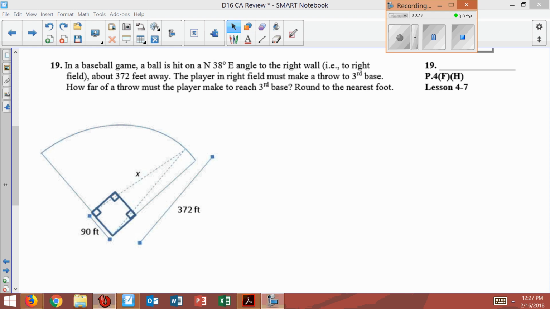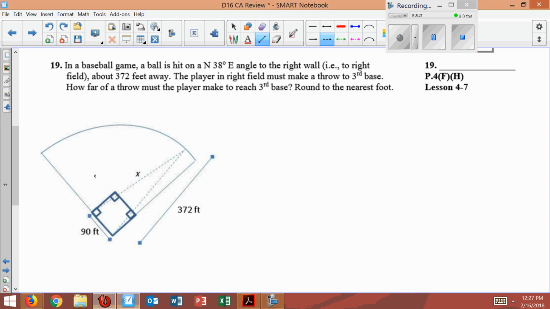So here's our diagram. The one thing that's not added on there is the angle at which the ball's hit. There's north here, just shifted a little bit over. North goes directly through second base, and it's hit on a 38-degree angle. So this right there is 38 degrees.